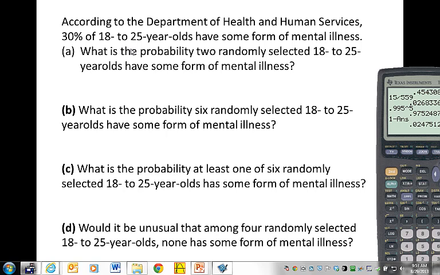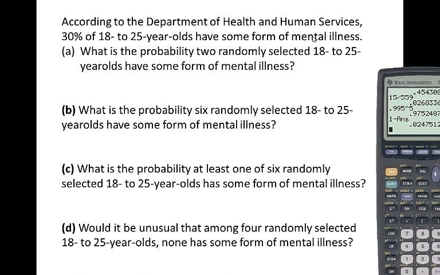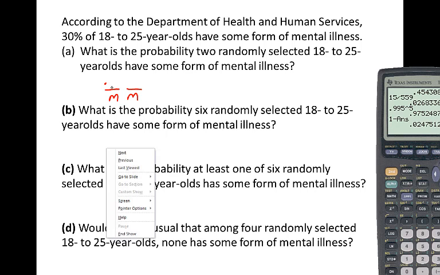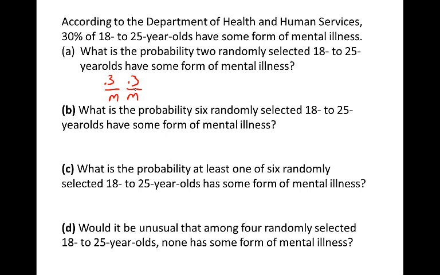According to the Department of Health and Human Services, 30% of 18 to 25-year-olds have some form of mental illness. What is the probability that 2 randomly selected 18 to 25-year-olds have some form of mental illness? So again, pause the video here, see if you can do A through D here. All right, welcome back. So we want this person to have mental illness and this one. Let's put an M for mental illness. So the probability this one gets it is 0.3, and assuming independence, these are not related people, brothers, sisters, husband, wife. Multiply those together, you'll get 0.09.